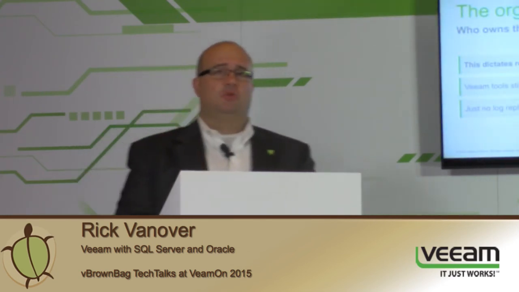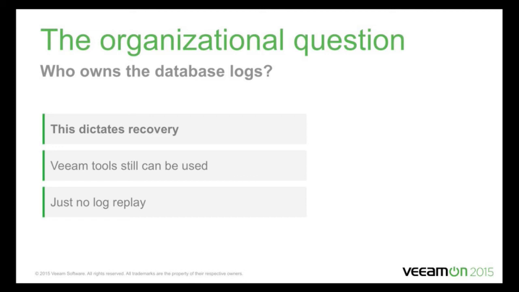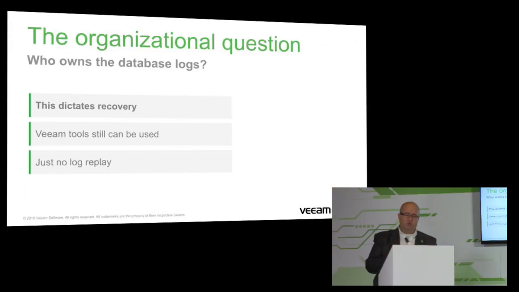So back to the problem. The organizational question that I want to pose to you, if you have Veeam and if you have SQL and Oracle in your data center, what do you do? Well, I think you pose this question: who owns the database logs? That really dictates how you're going to recover. So both Veeam Explorer for SQL Server and Veeam Explorer for Oracle will move logs through those sub-jobs, and that will allow you to do that point-in-time recovery transaction rollback.